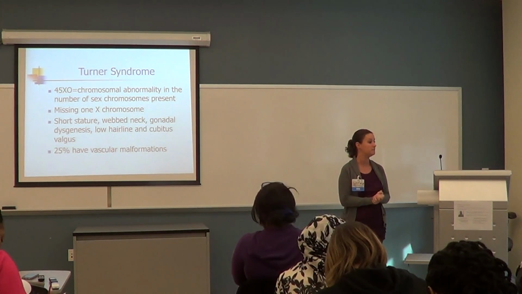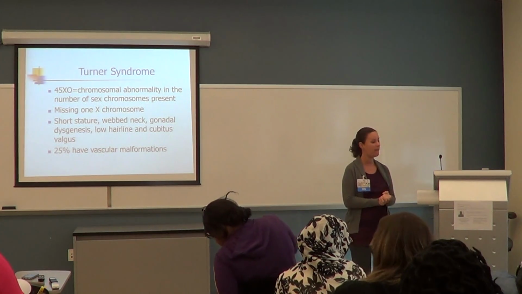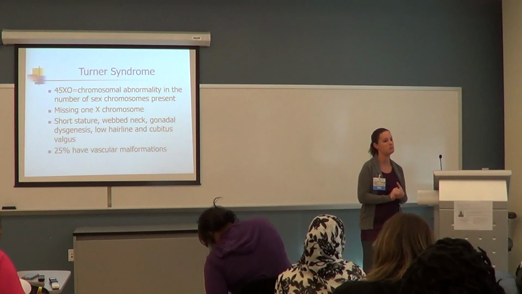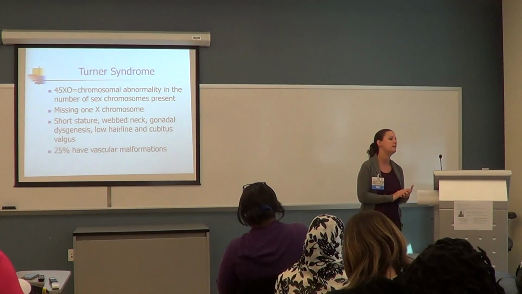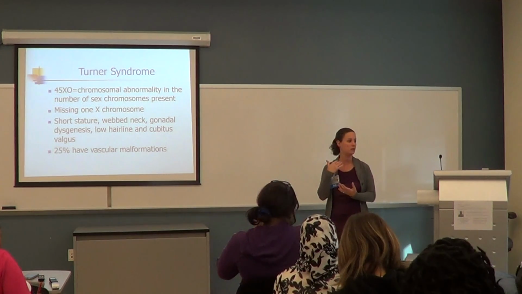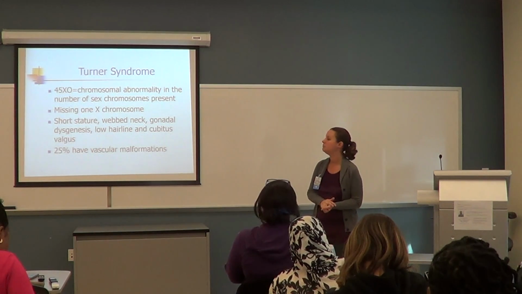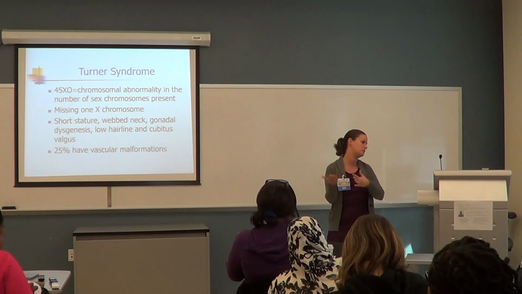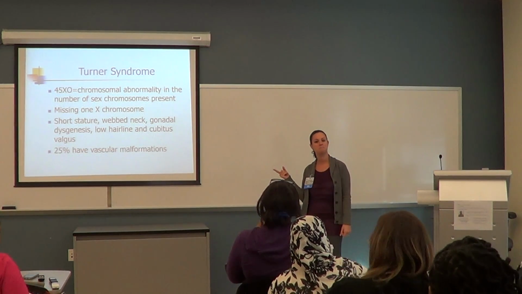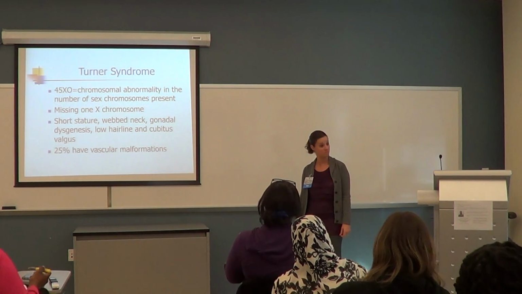Go ahead. Are those characteristics visible at birth already, or do they become visible when they mature? The ambiguous genitalia is definitely what's most visible at birth. Some of the other things are not as visible, though definitely the lower hairline and the webbed neck I've seen very early on, so some of the things are, but definitely the shorter stature obviously will be later on. Does anybody know why you would have shorter stature in these patients? Any thoughts about that? They're shorter than regular women. That's right.